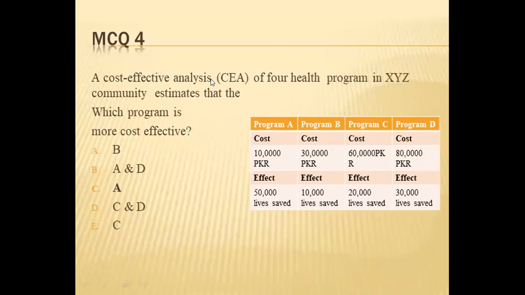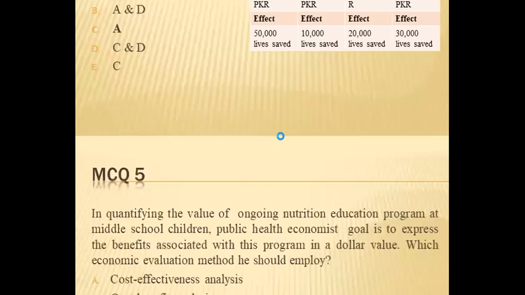MCQ 4. A cost-effectiveness analysis of health programs in X, Y, Z. Which program is more cost effective? Program A costs 10,000 and saves 50 lives, program B costs 30,000 and so on. What program is more cost effective? C is the correct answer, A. A, because it saves 50 lives and the cost is less.